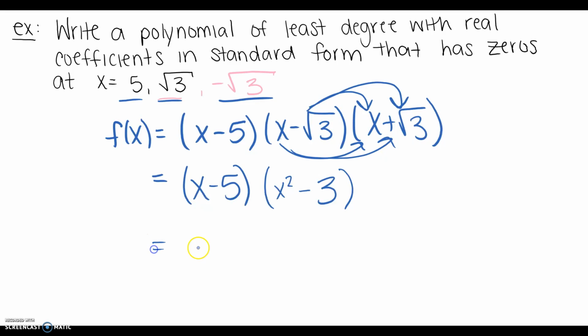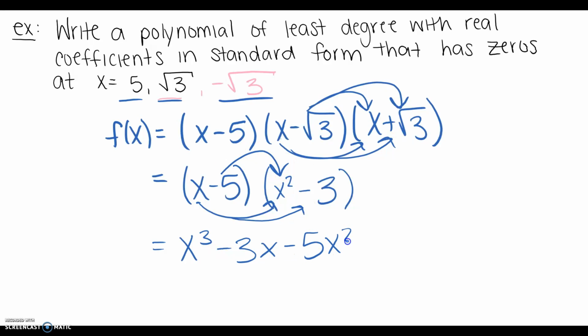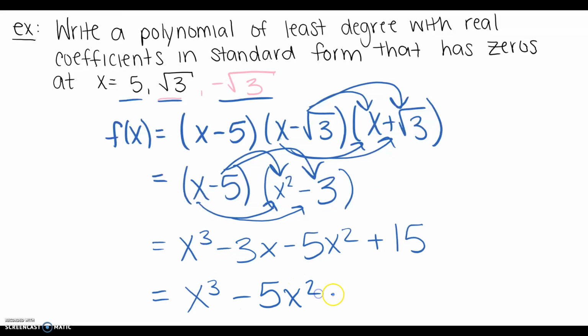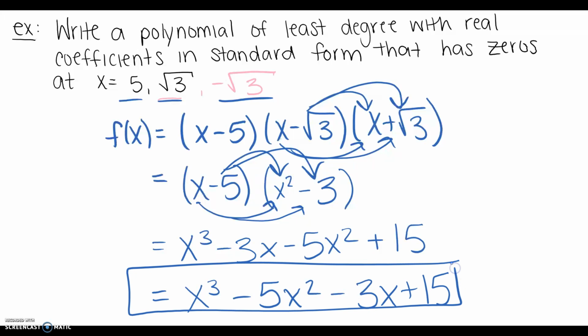Alright, now I just need to distribute here, so x times x squared is x cubed, x times negative 3 is negative 3x, negative 5 times x squared is negative 5x squared, and negative 5 times negative 3 is positive 15. And if this isn't already written in descending order, you need to rewrite it in descending order. So this is our final equation.